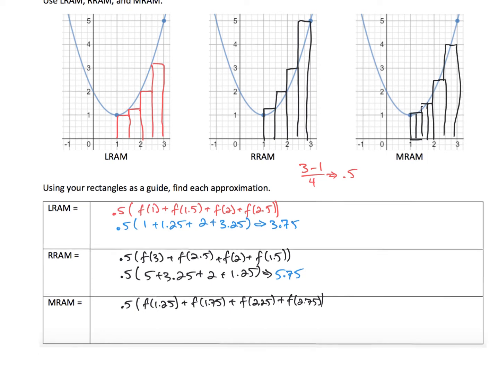All right. So what is F of 1.25? Good. And then plus, what's F of 1.75? 1.5625. Good. And then F of 2.25, we end up with? 1.5625. Good. And then F of 2.75 is? 625. Good. And then we have to do a little bit of math, and we end up with 4.625. Very nice. All right.